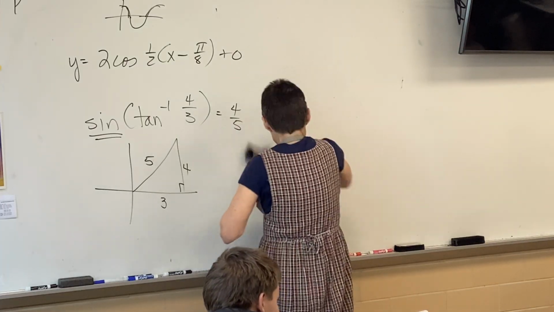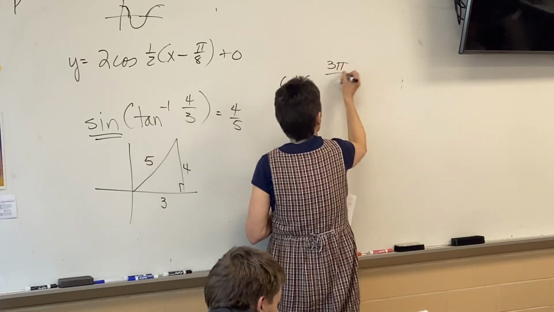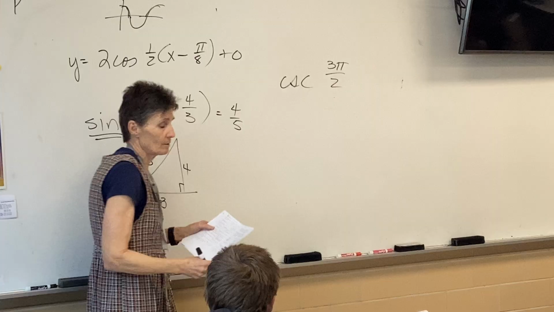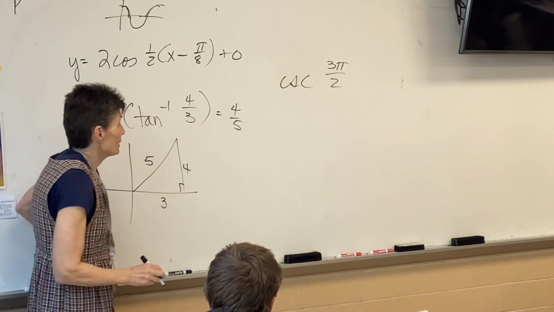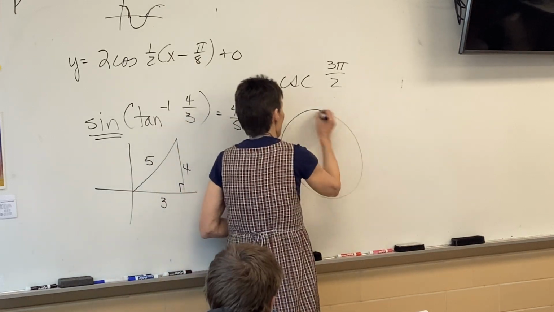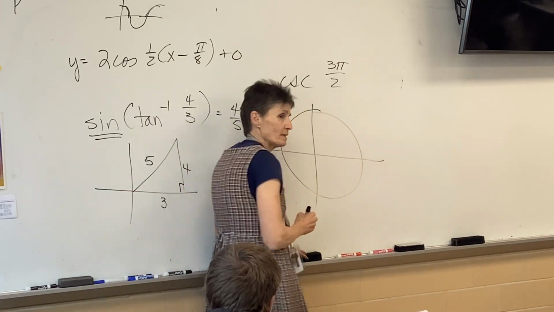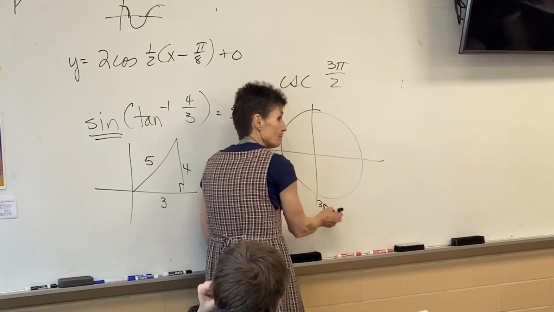I'm on fire right now. Another no calculator problem. Alright, so that's gonna be a circle again. So 3 pi over 2, isn't that one of my quadrantal angles on an axis? Yeah, it is. That's undefined. So it's this one down here, right? Undefined.